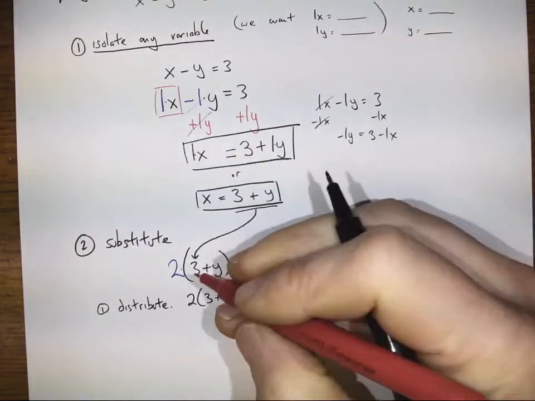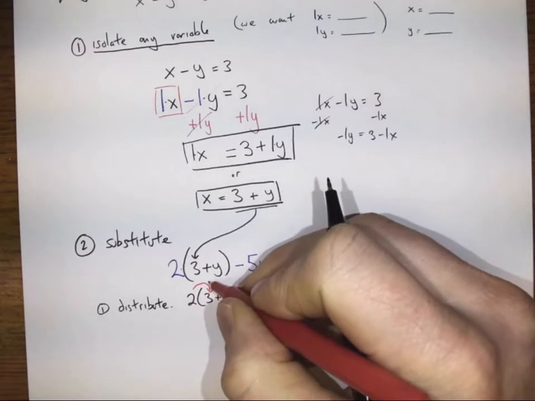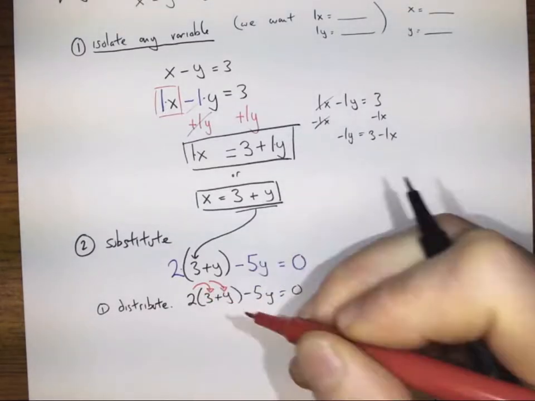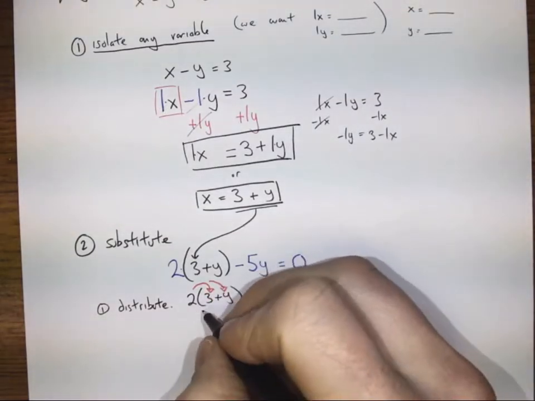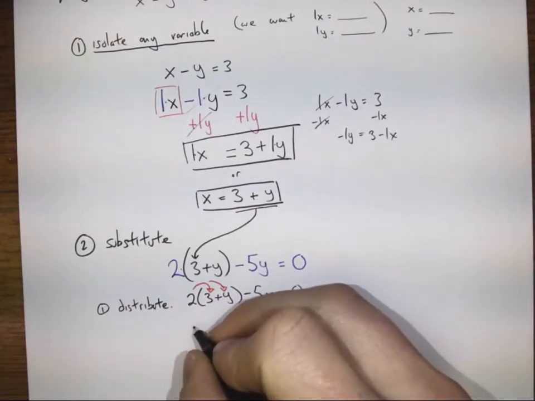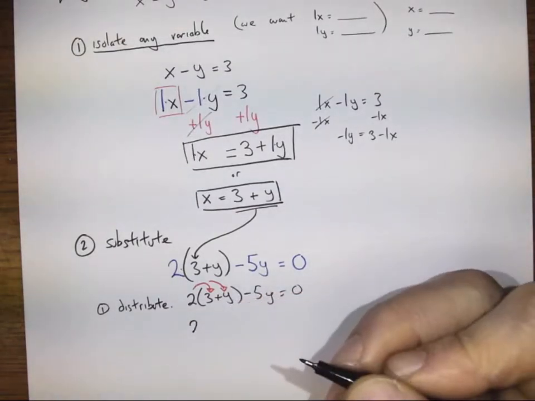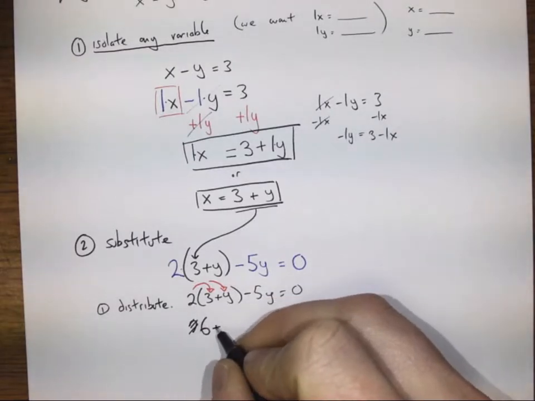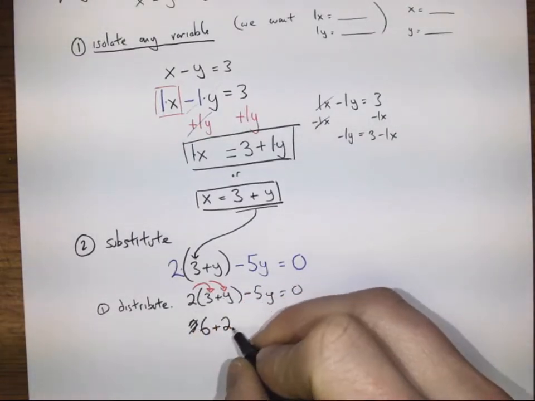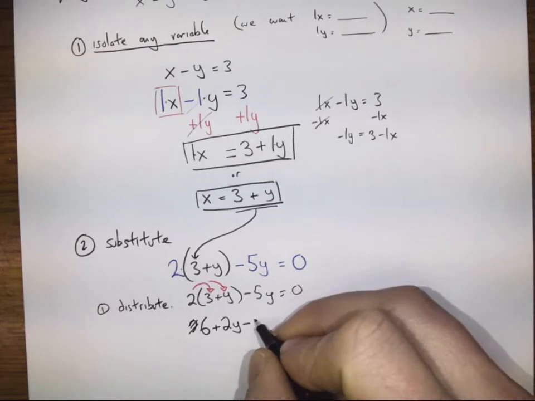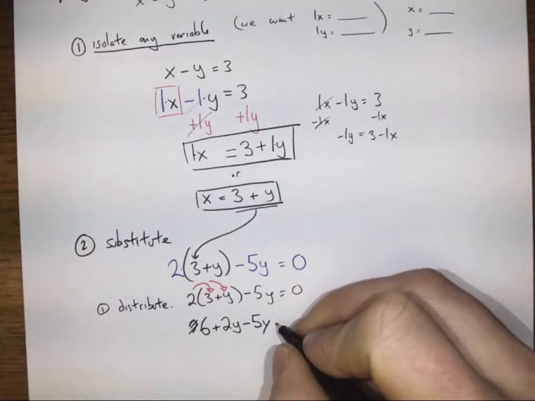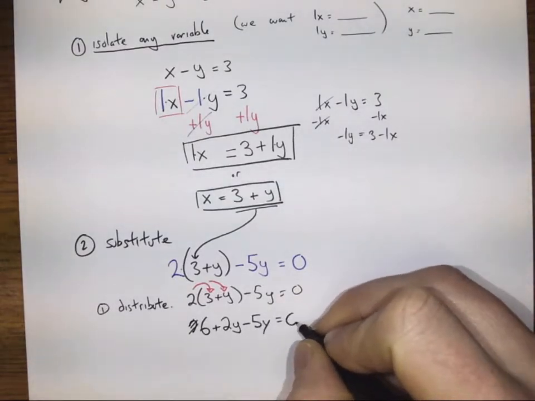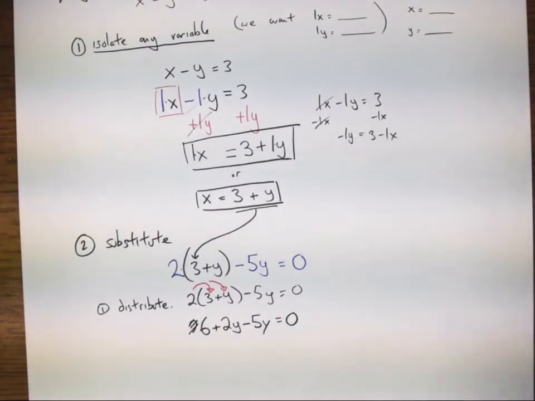So I'm going to try to write the step I'm doing in red. So I'm distributing. It means I'm multiplying both things in a set of brackets by 2. So it's going to give us 6 plus 2 times y, which is 2y, take away 5y, and that's all equal to 0. So that's the distribute step.